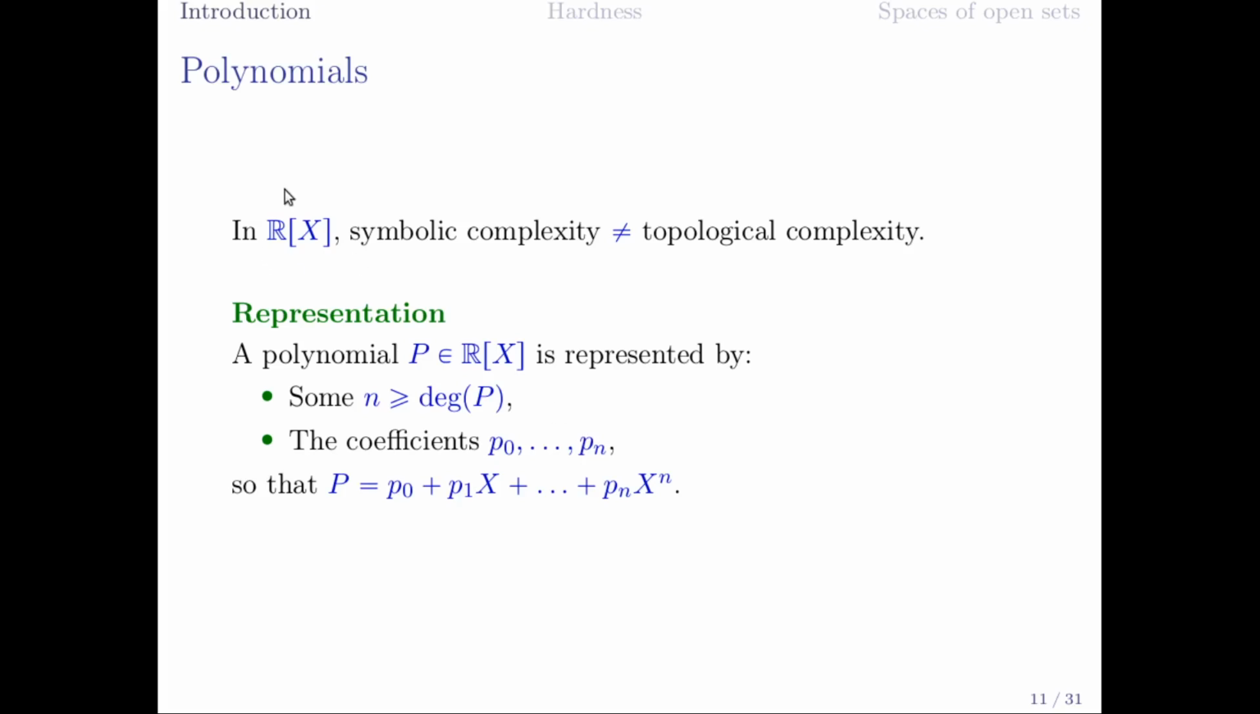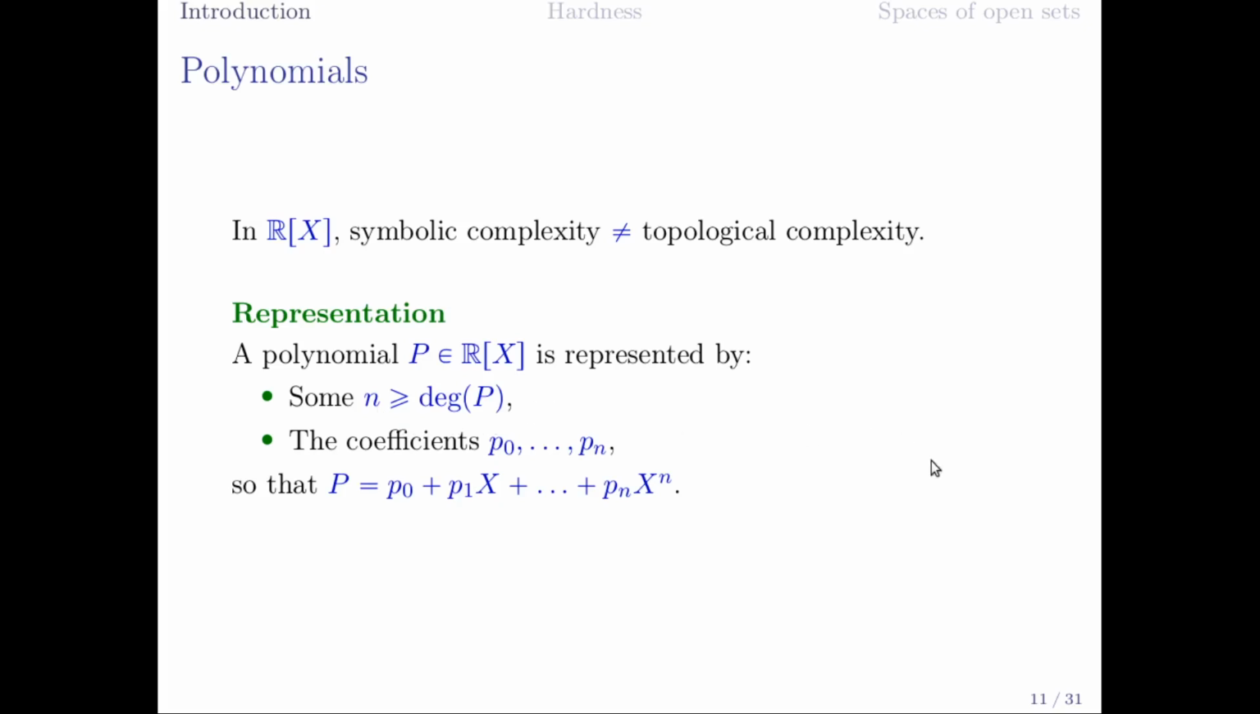It's the space of polynomials with real coefficients. So here, a polynomial is represented in the following way. You first give an upper bound on the degree, some n like that, and you give a description of the coefficients. They are real numbers, so you know how to represent them, and that's the representation of your polynomial. It's important to have an upper bound on the degree and not the exact degree for some reasons.